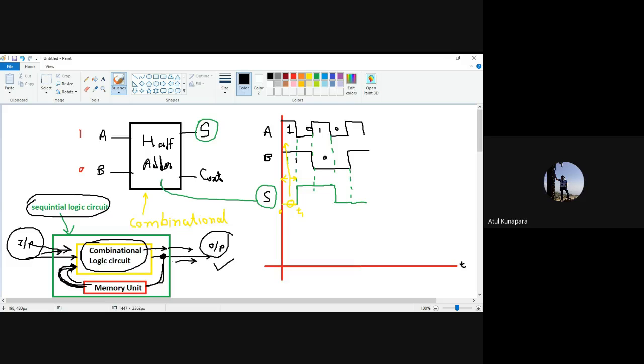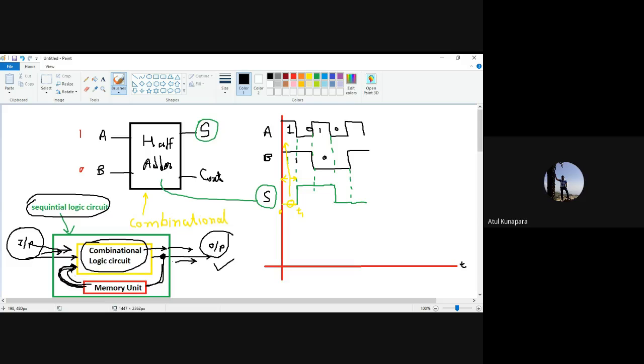All the circuits which we have discussed till now, that is encoder, decoder, comparator, multiplexer, demultiplexer, half adder, full adder, half subtractor, full subtractor, all belong to the category of combinational circuit, because in all those circuits, your output depends only on the input variables, not on a memory output, because there is no kind of memory in those circuits.